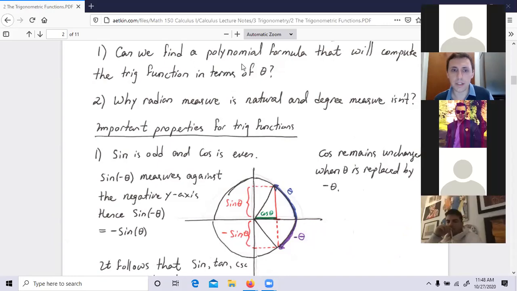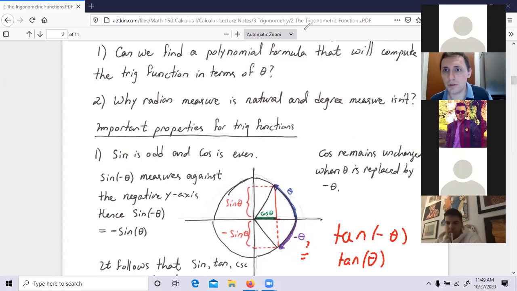What about tangent? Tangent of theta against tangent of minus theta. What's the relationship between those two?